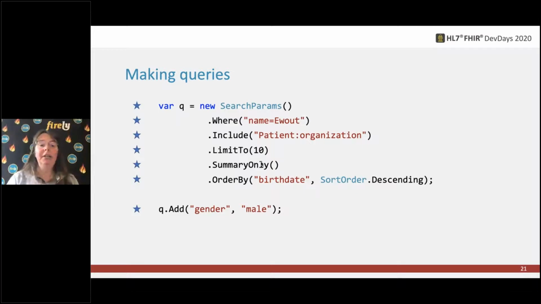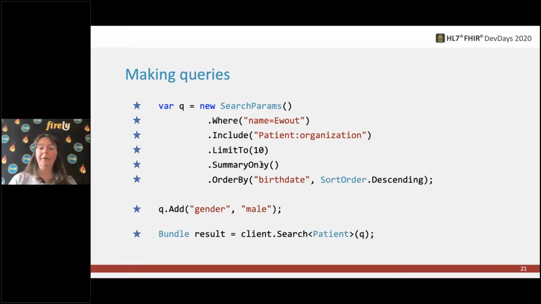You could also, instead of using this fluent notation, just add key value pairs to that query object. And there's an example here where we add gender equals male to the search query. So this is just preparing your search, and then we are going to perform the search with a client.search. Now, if you do a Fire search, you will always get back a bundle. That bundle can be an empty bundle if nothing matches your filters, but there will always be a bundle as a result to your search. So that is why I capture that bundle here as the result bundle.